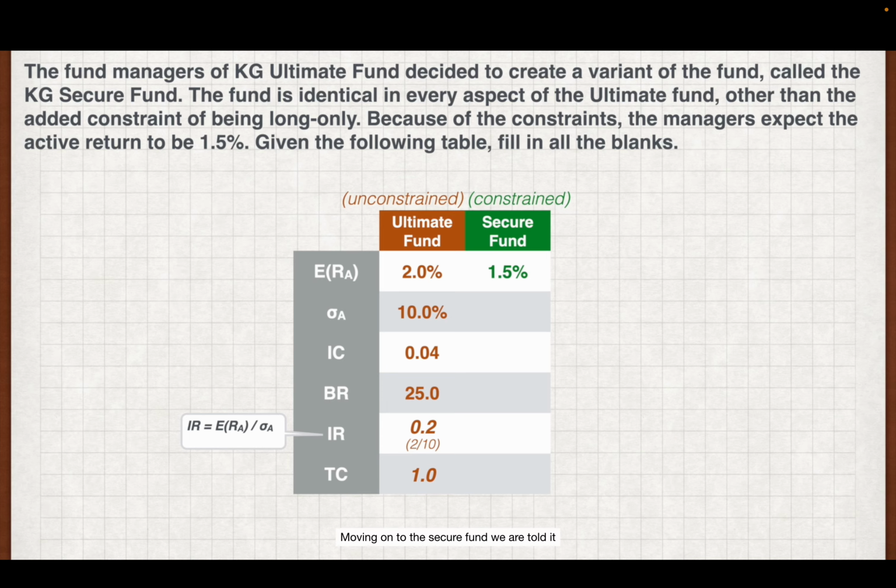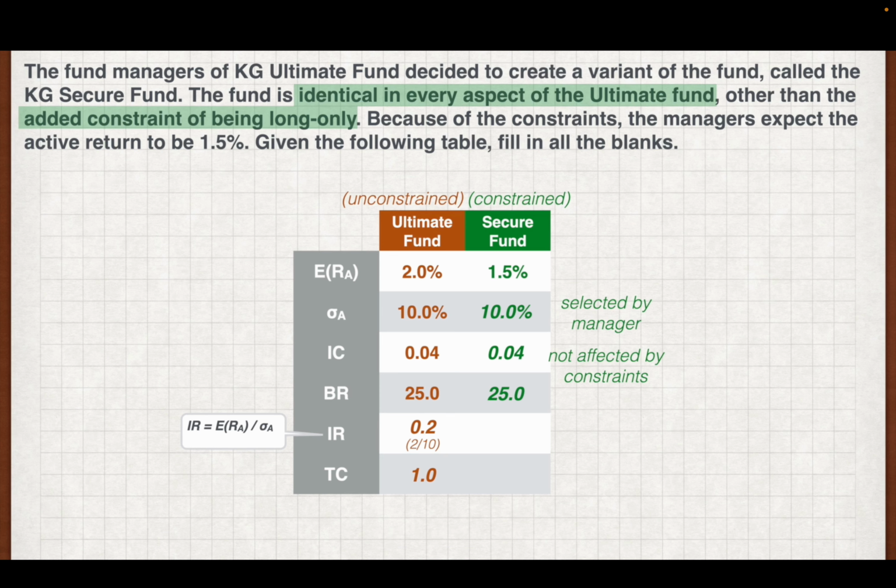Moving on to the Secure Fund, we are told it is identical in every aspect to the Ultimate Fund, other than the long-only constraint. We can expect the IC and breadth to be the same, as these are not subject to the constraints. The active risk is also the same, as it is a level selected by the managers. With active return and active risk, we can calculate the information ratio, which is 0.15. The expanded fundamental law states that the IR is the IC times root BR times the transfer coefficient. Working backwards, the transfer coefficient must be 0.75.